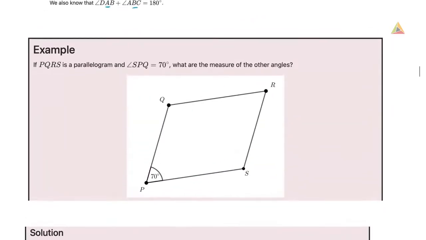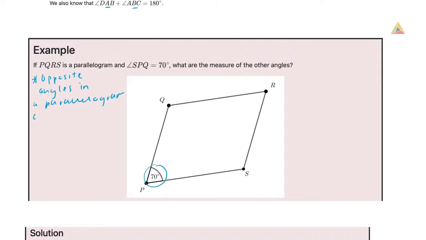Okay, we're going to go on to another example for a parallelogram. If the parallelogram PQRS has the angle SPQ, which is 70, as you can see here in the diagram, what is the measure of the other angles? Now, there's a rule for parallelograms, based on a theorem, that opposite angles in a parallelogram are equal. So I'm going to write that down: opposite angles in a parallelogram are equal.